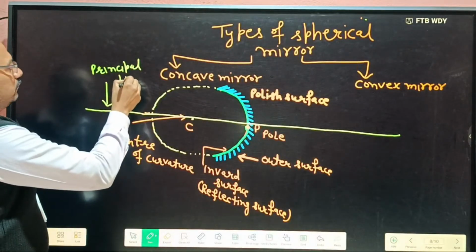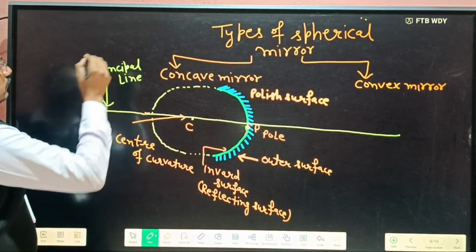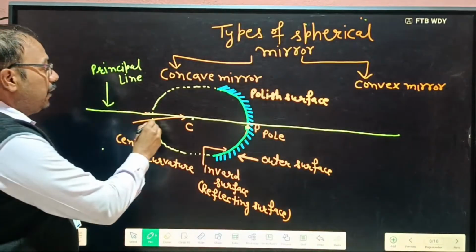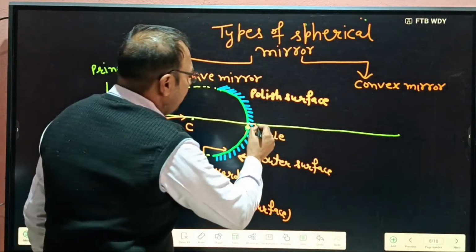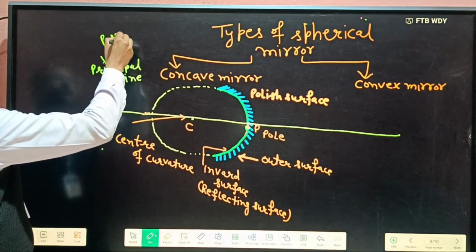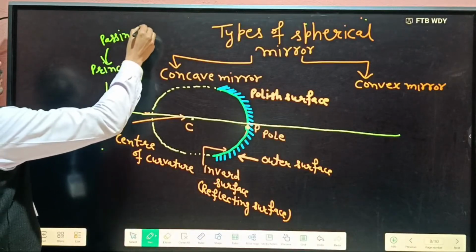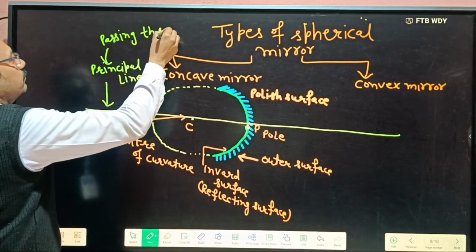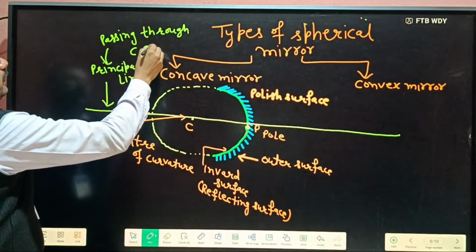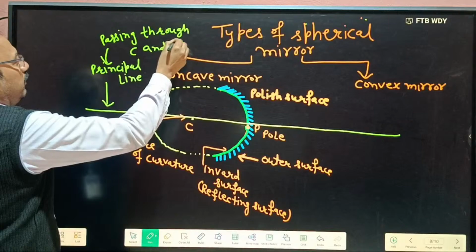Principal line. So this is known as the principal line, the line passing through C and P. So we write here: passing through C and P.